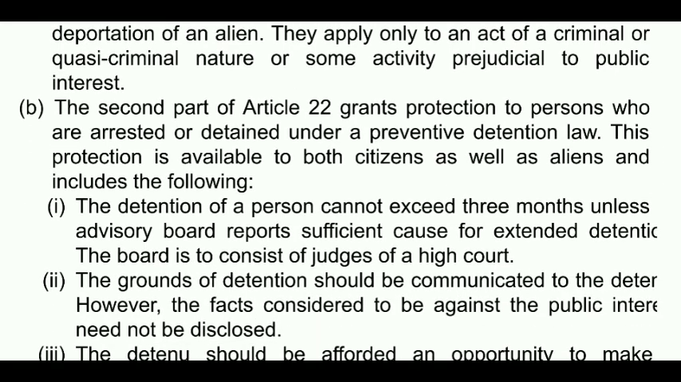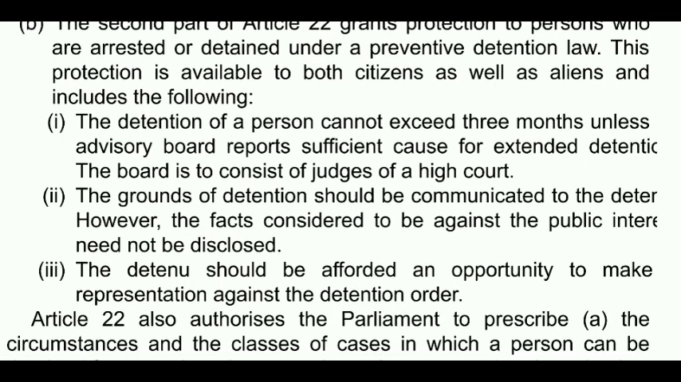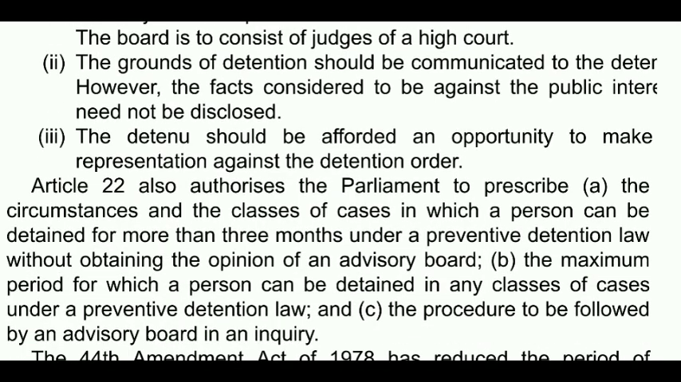B. The second part of Article 22 grants protection to persons who are arrested or detained under a preventive detention law. This protection is available to both citizens as well as aliens and includes the following. 1. The detention of a person cannot exceed 3 months unless an advisory board reports sufficient cause for extended detention. The board is to consist of judges of a high court. 2. The grounds of detention should be communicated to the detained. However, the facts considered to be against the public interest need not be disclosed. 3. The detainee should be afforded an opportunity to make representation against the detention order.